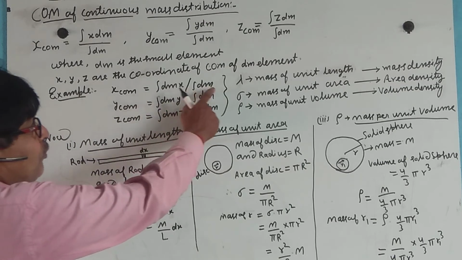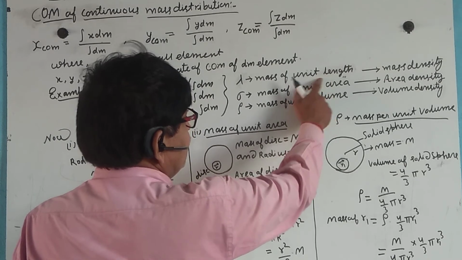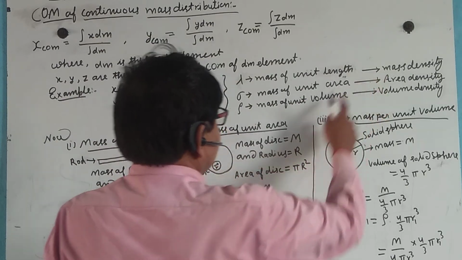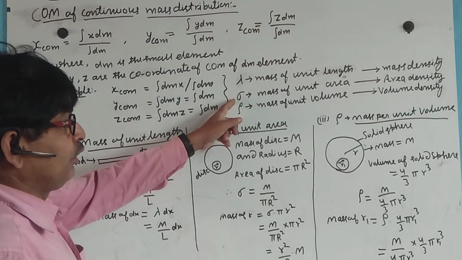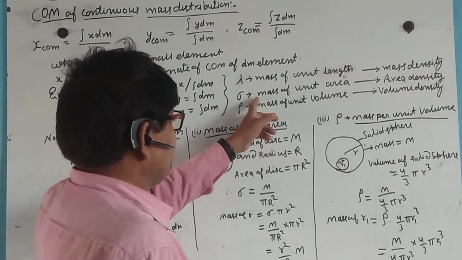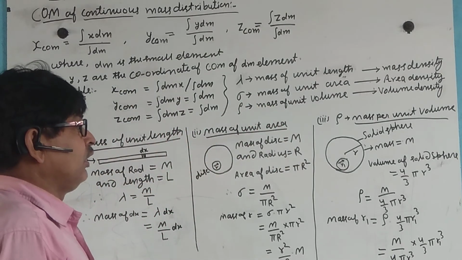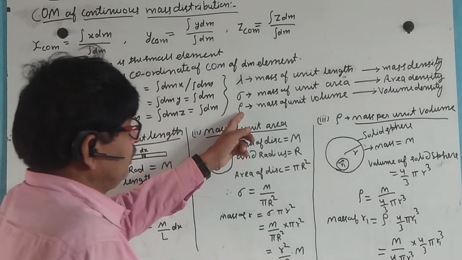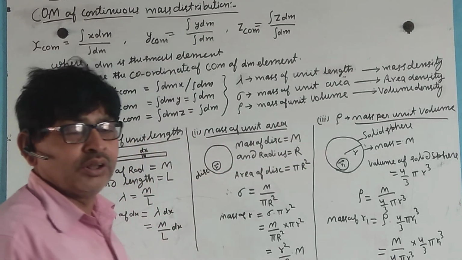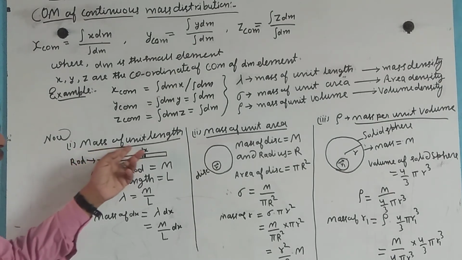Here, lambda is the mass per unit length. The mass per unit length is known as linear mass density, and sigma is the mass per unit area, which has length and breadth. Mass per unit area is known as area density, and eta is denoted by mass per unit volume. This is known as volume density. In these terms, we have mass per unit length.